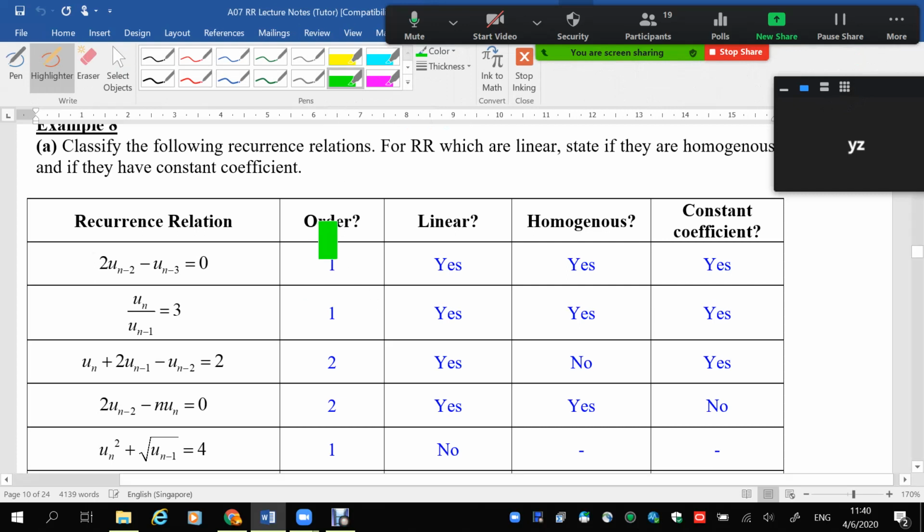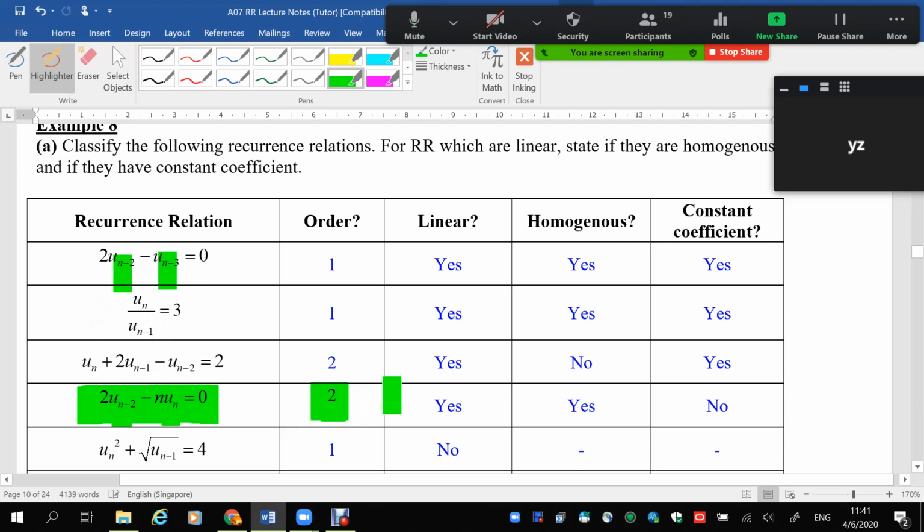Okay, so the order is especially important for things like this. Take note, there's only 2 terms, but this is order 2. Why? For first order, it means that the relationship is 1 term away, un minus 2 versus un minus 3. This one is 2 terms away, un versus un minus 2. That's why it is order 2.